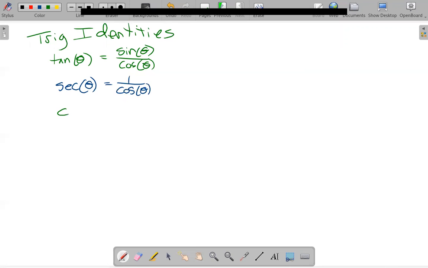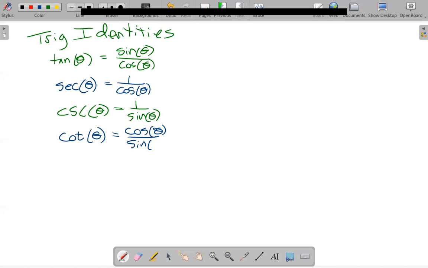Let's do cosecant next. Cosecant of theta is 1 over the sine of theta. And the cotangent of theta is cosine over sine for a given angle. All right, so these are some very important basic identities. They're kind of our definitions to go by. Highly recommend you have those memorized.